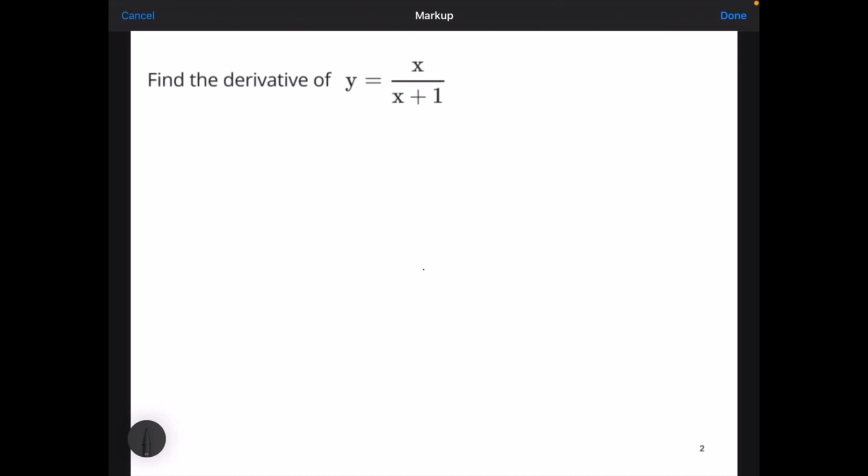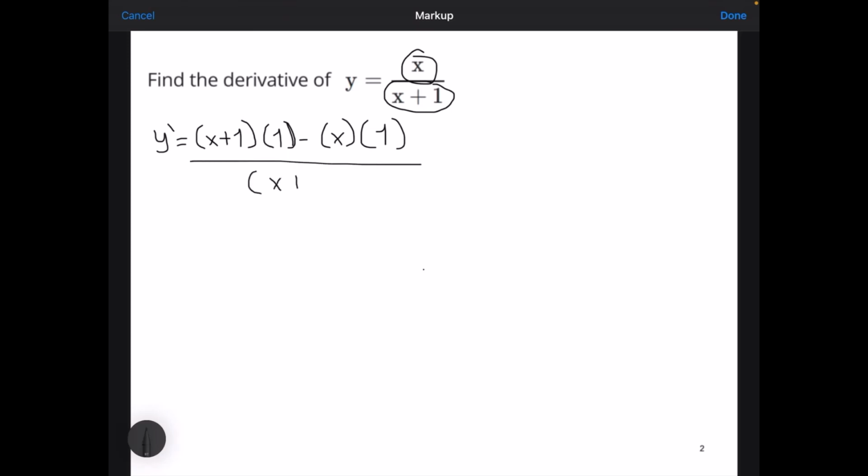Example 2 is going to be much simpler. They're asking me to find the derivative of y is equal to x over x plus 1. So what we're going to do is start by writing y prime is equal to, taking the denominator and copy pasting it, x plus 1 with the derivative of x, which is 1, minus copy pasting the numerator, which is x, and then the derivative of the denominator, which is going to be 1, all of that over x plus 1 squared.